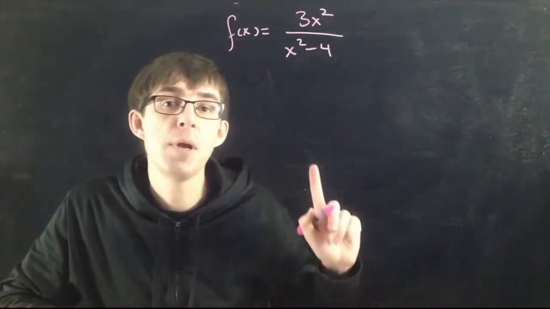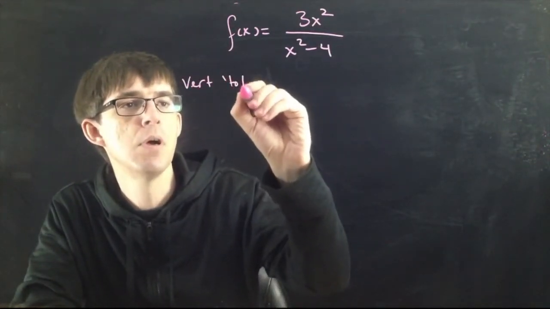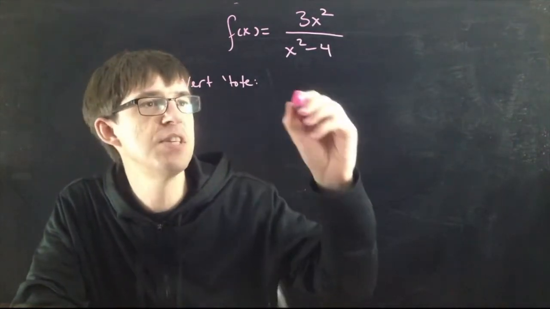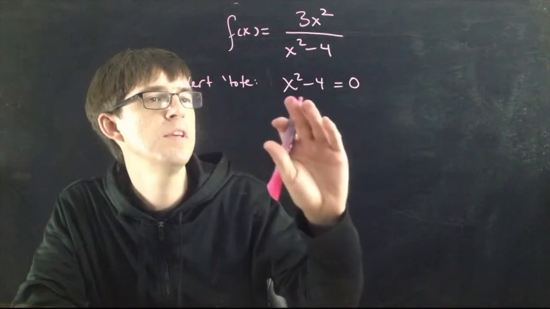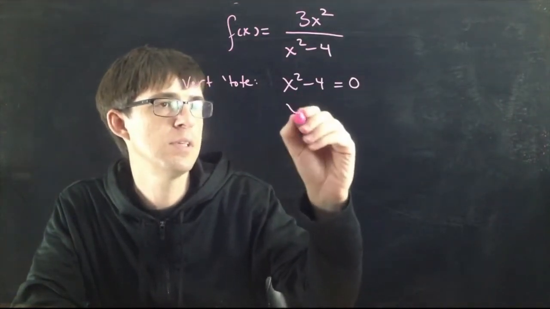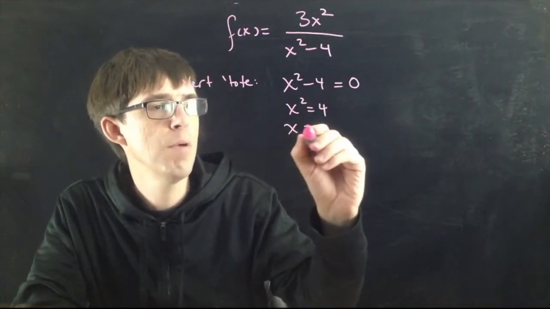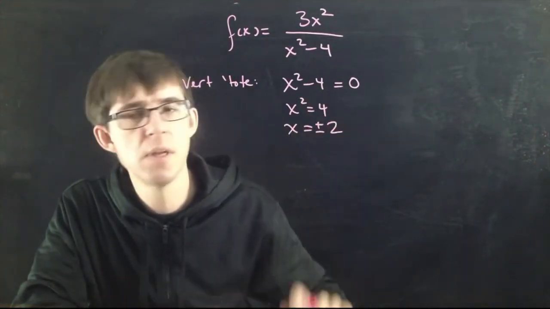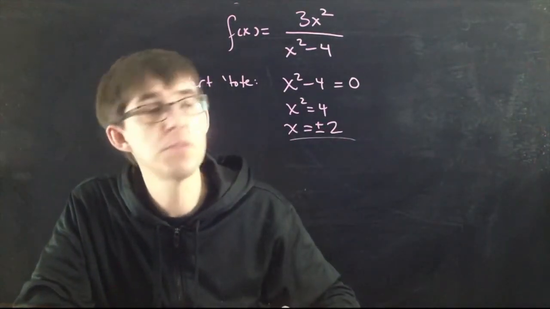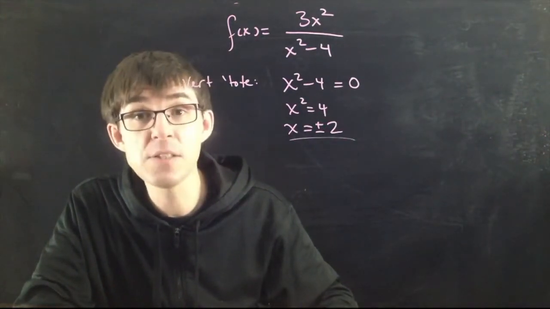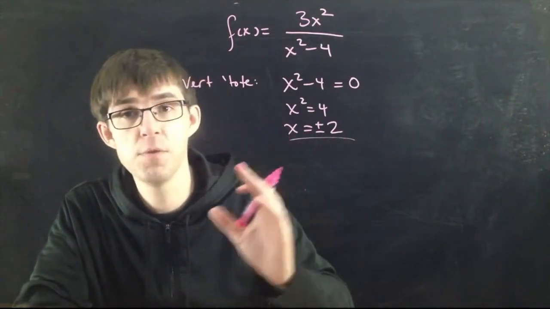Just like last time, I'm going to begin by finding the asymptotes. So vertical asymptote. Remember this one, we set the denominator equal to 0 and solve for x. x squared minus 4 equals 0. This you could factor or you could take a square root. I'll do it that way. x squared equals 4. Square root on both sides, x equals plus or minus 2. All right? So those are some vertical asymptotes. We have two vertical asymptotes at x equals negative 2 and x equals positive 2.